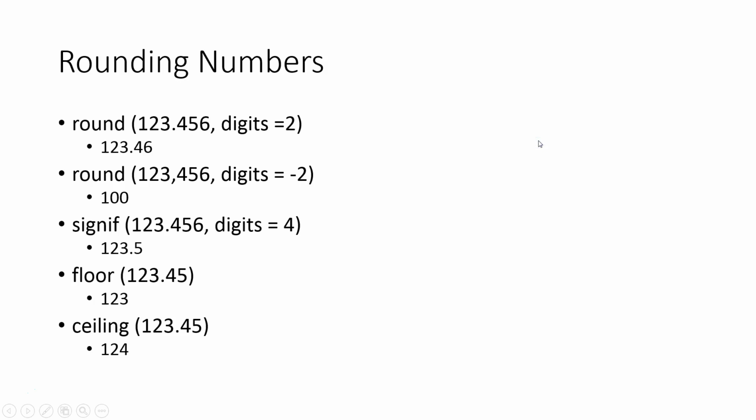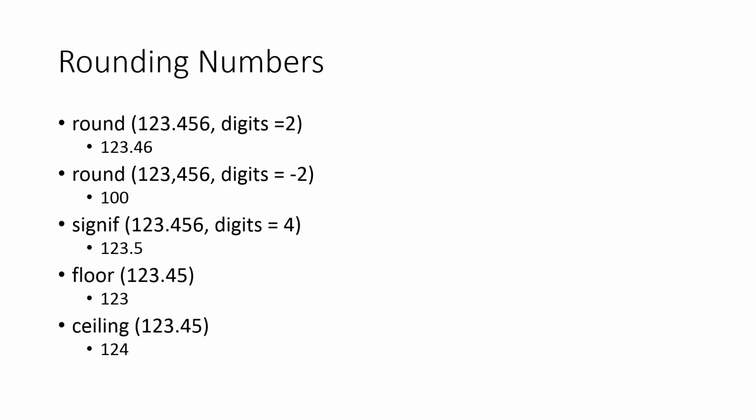A couple more functions. Rounding numbers. These could be very useful. For example, if I have 123.456 and I decide I want to round that down to where the digits past the decimal are 2, then I can run the round command and it will do that for me. So it becomes 123.46 because it's rounding up, because 5 rounds up, of course.